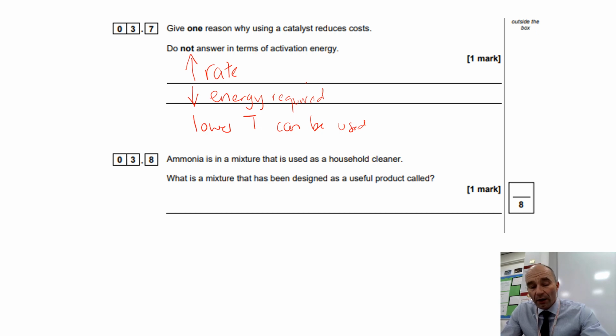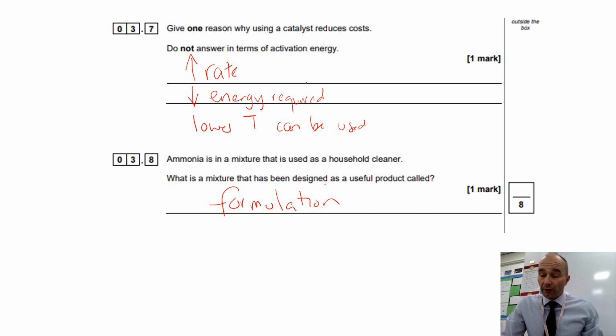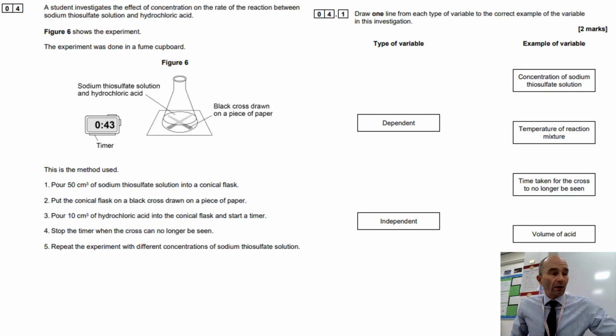Now 3.8, ammonia is in a mixture that is used as a household cleaner. What is a mixture that has been designed as a useful product called? This is just one of those definitions you just have to remember. It is called a formulation, and that's the only acceptable answer there. That question's out of 8, so hopefully you got 8 out of 8.